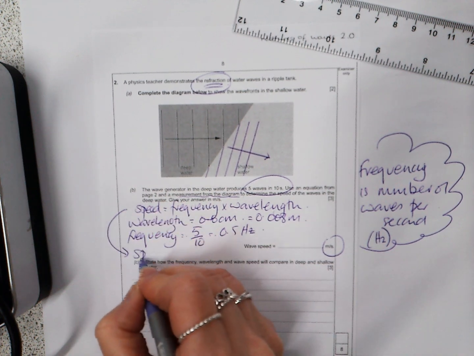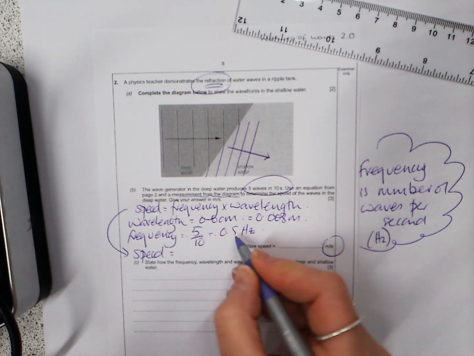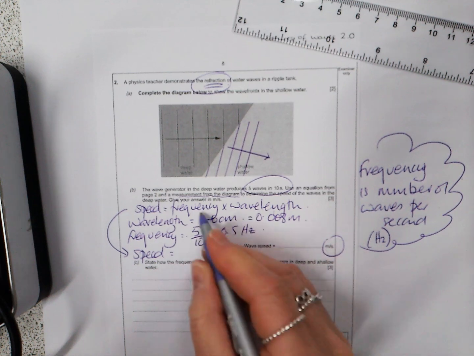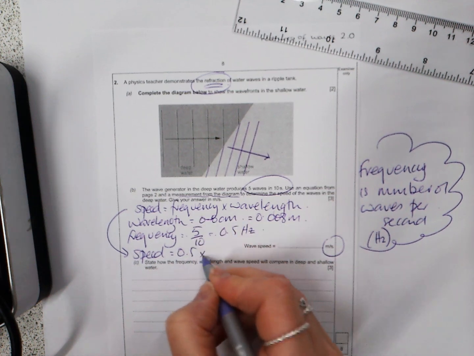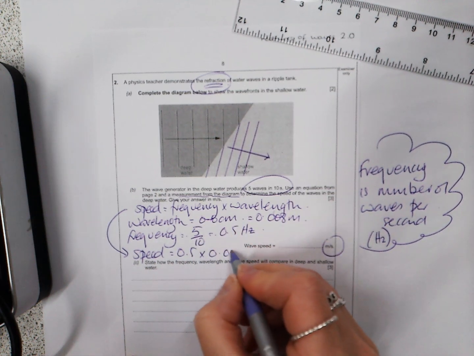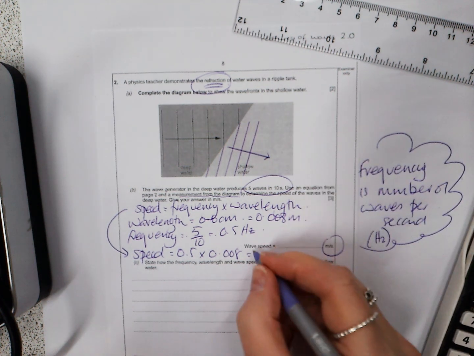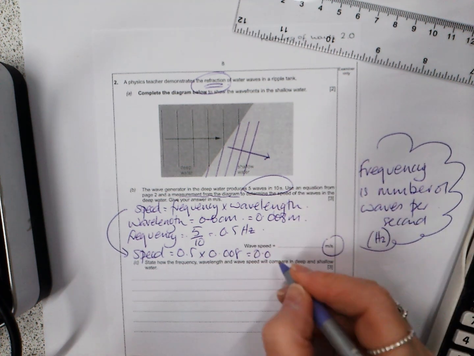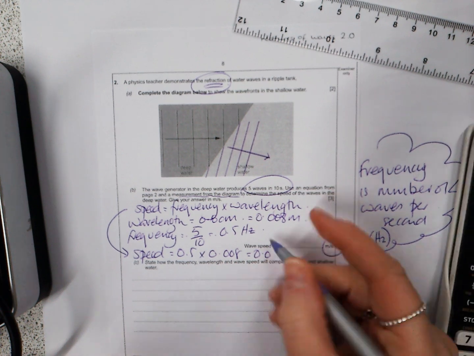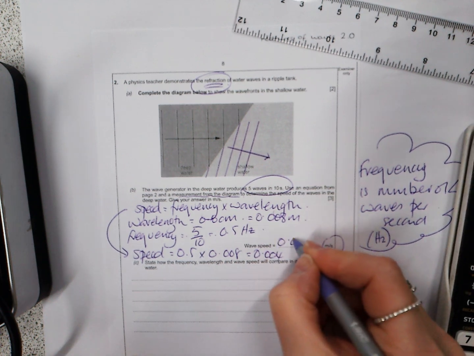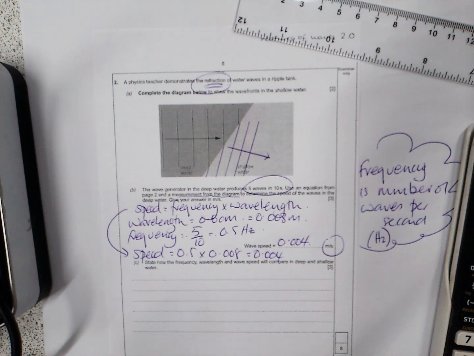Okay, so now we know a number for wavelength, a number for frequency, and we can use this equation. Speed equals frequency, so what's my frequency number? 0.5 times my wavelength number, 0.008, which equals 0.004 metres per second. Okay.